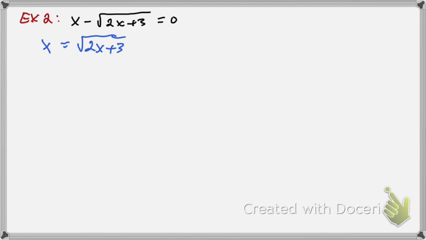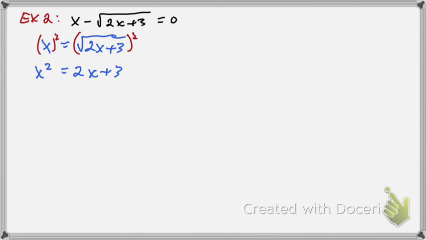All right. Step 2. Riker. Square both sides. Yes, sir. And that's going to give me x squared. And that's going to give me 2x plus 3. At this point, we've got a quadratic equation going on. All right, thank you, Elijah.